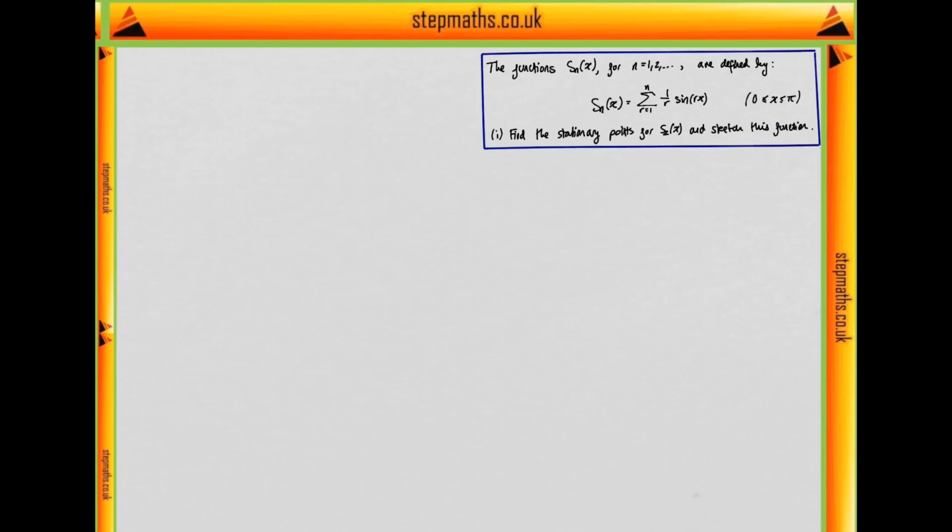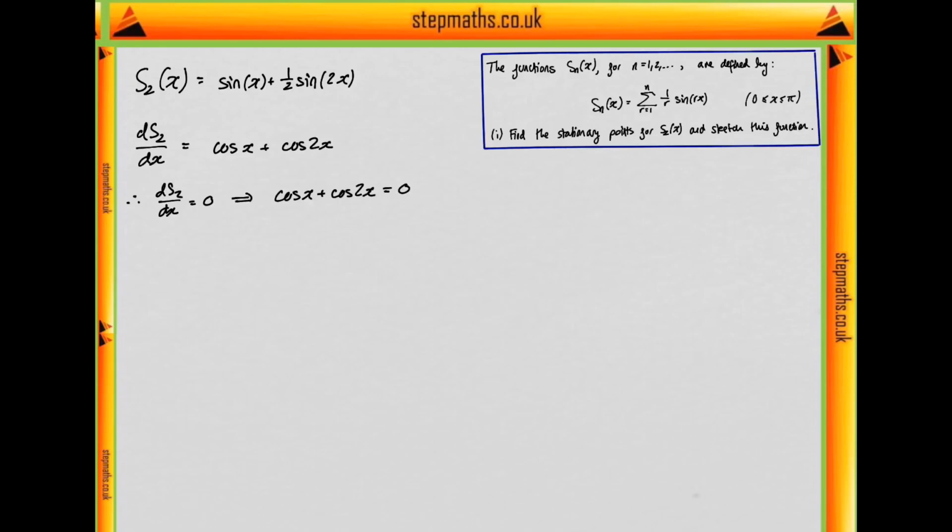Okay, so if we just substitute in n equals 2 to our definition of S_n of x, we quickly arrive that S_2 of x is equal to this. We want to find the stationary points, so we need to consider the derivative of S_2 of x. Recall that stationary points occur when the derivative is equal to 0. So if dS_2 by dx is equal to 0, then we have that cos x plus cos of 2x is equal to 0.